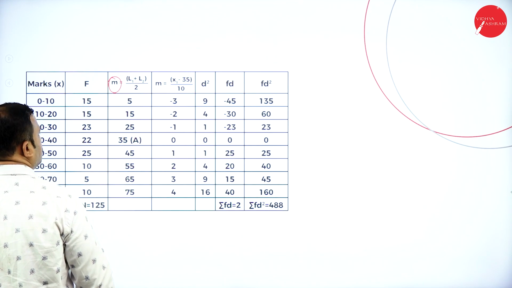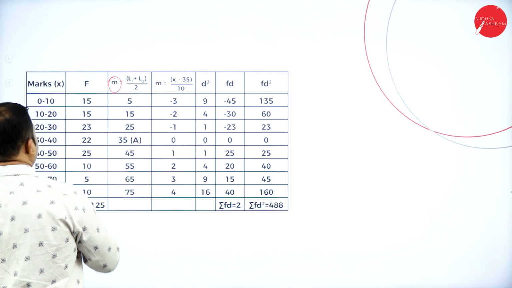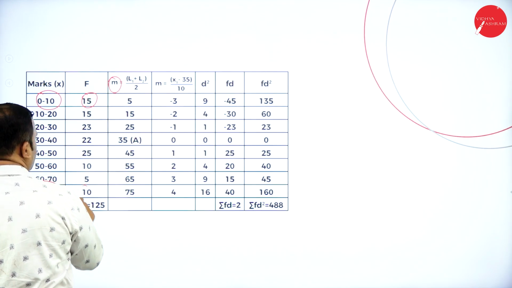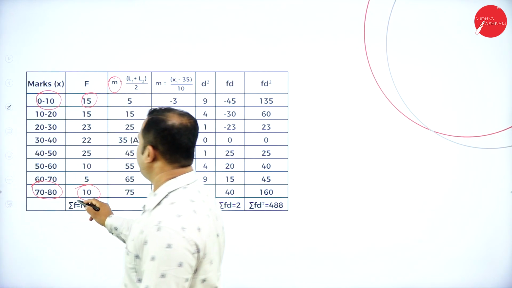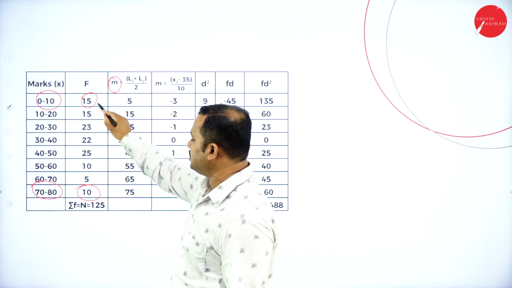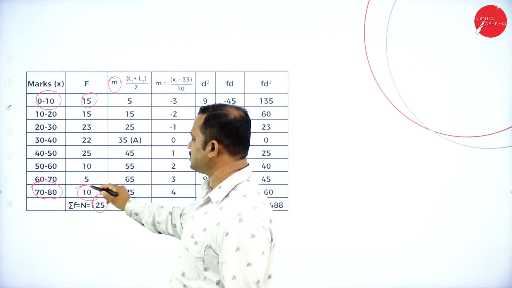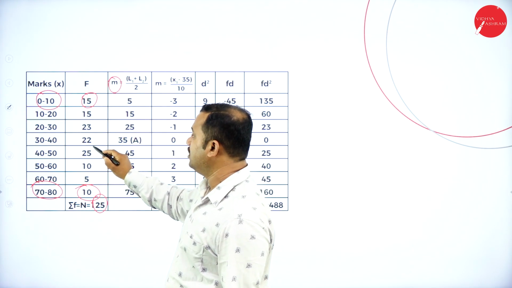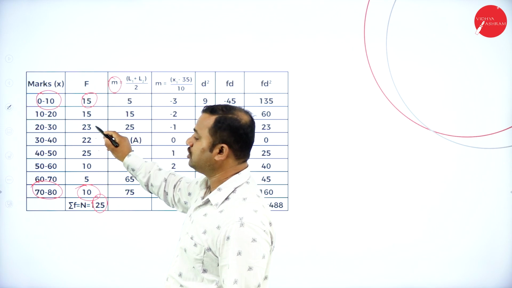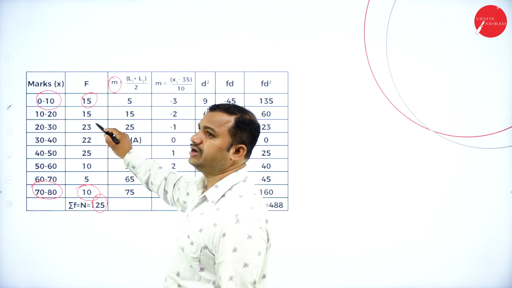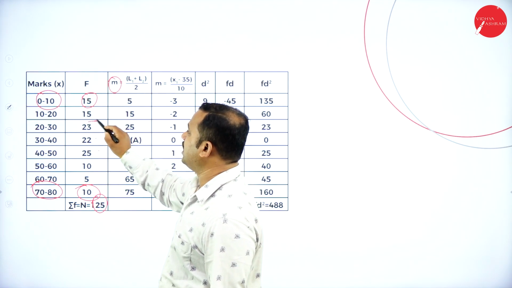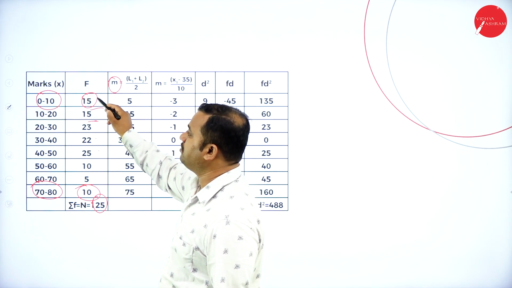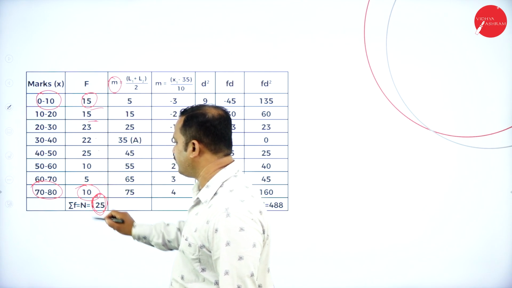What is the value of that? Between 0 to 10 we have 15, then 70 to 80 we have 10. If I take the summation of all these, that gives me the value of 125. That is 10 plus 5, 15, 15 plus 10, that is 25, 25 plus 25, 50, 50 plus 22, 72, 72 plus 23, that is 95, 95 plus 15, that is 110, 110 plus 15, 125. We have got 125 here.